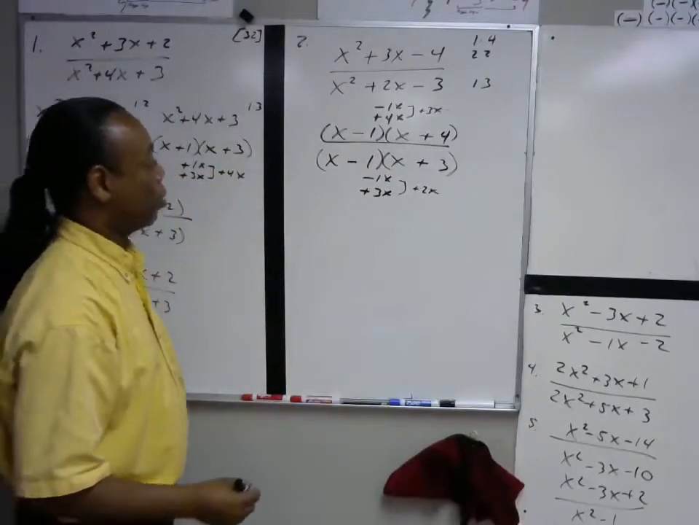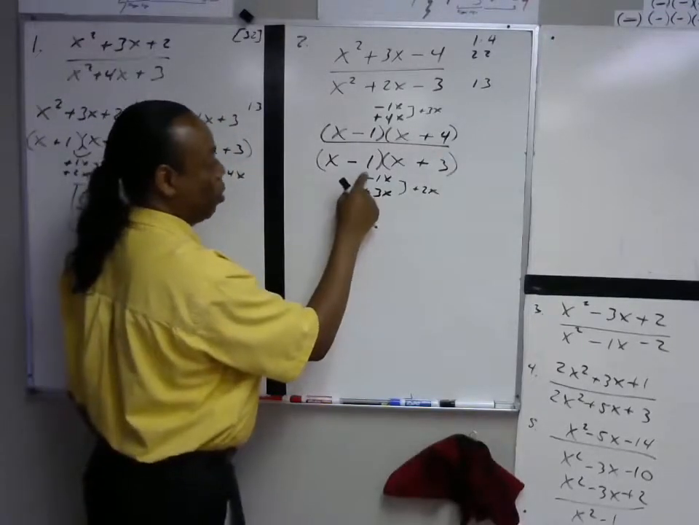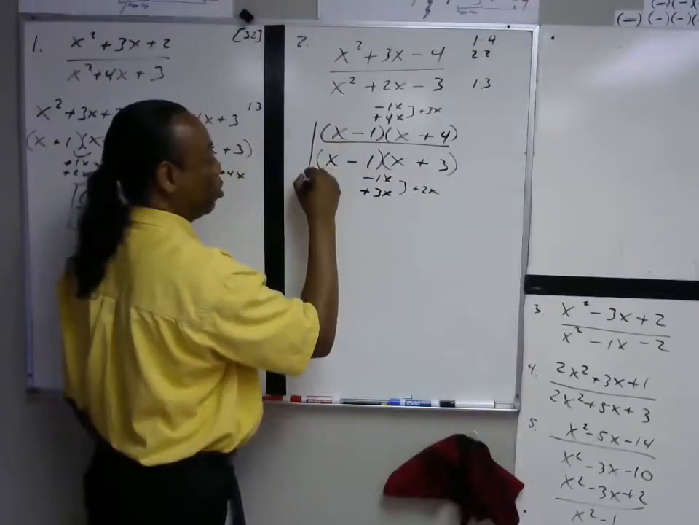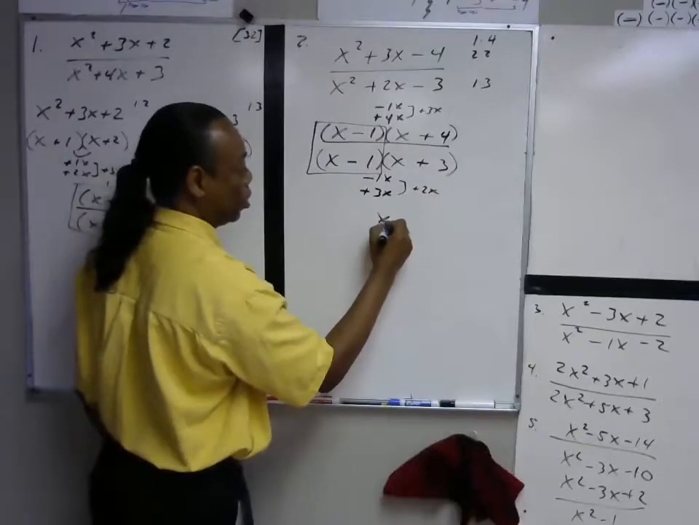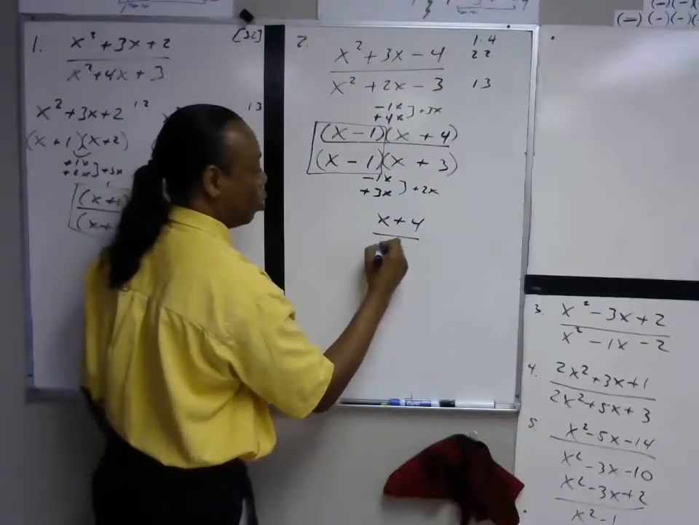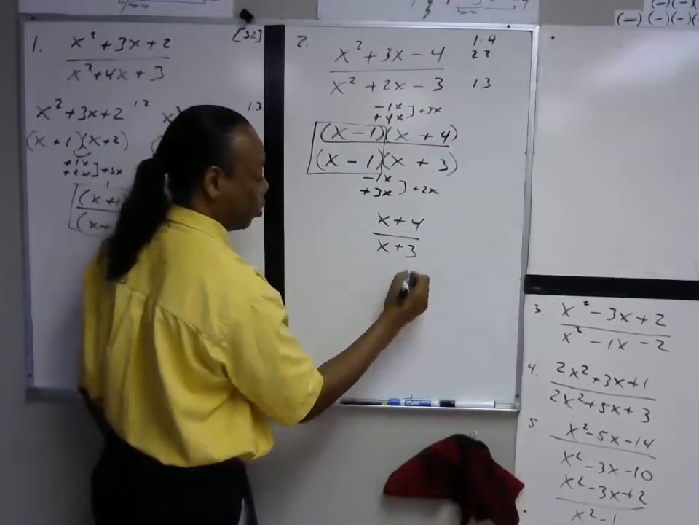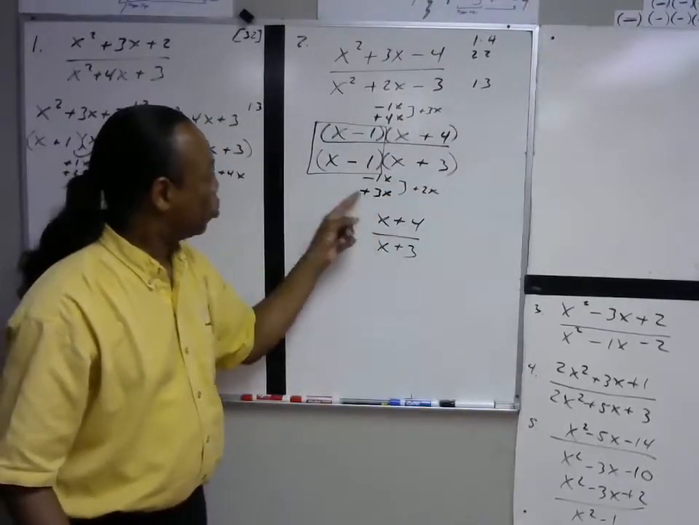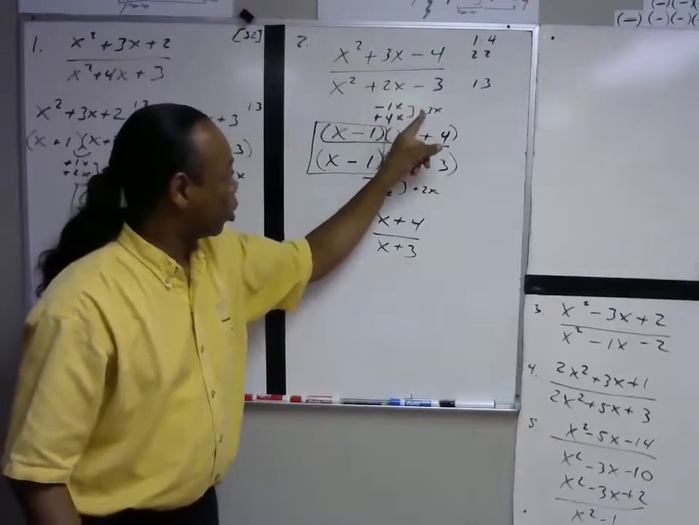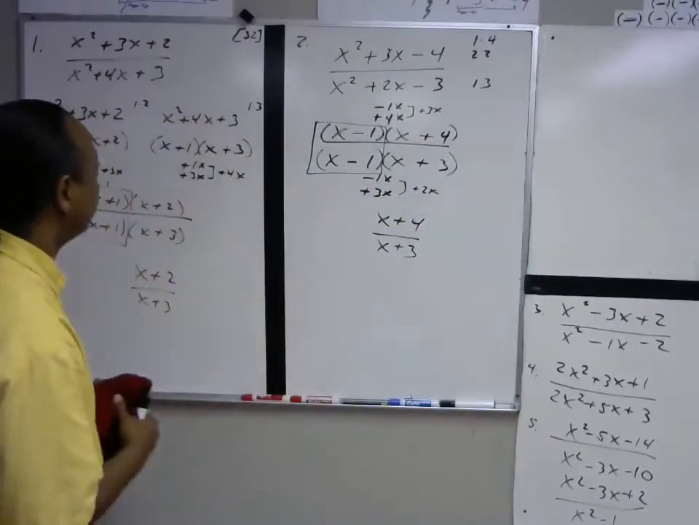Okay. All right. Now I can see what my factors are. So this right here becomes 1. So what's left is an x plus 4 over x plus 3. Okay. I should have left some more room here because we need more room to work above and below.